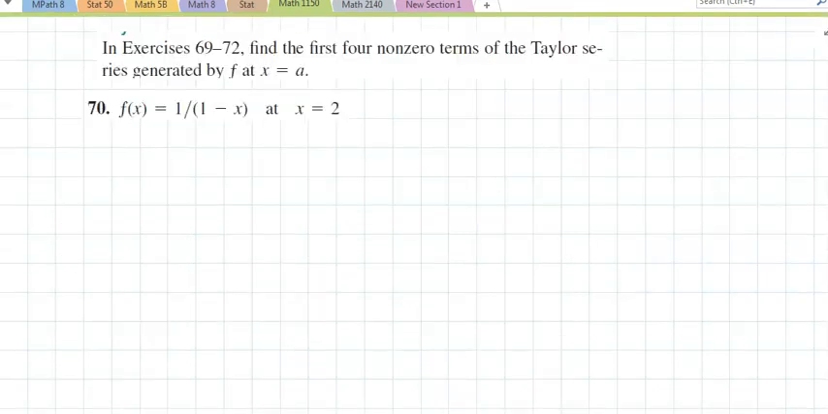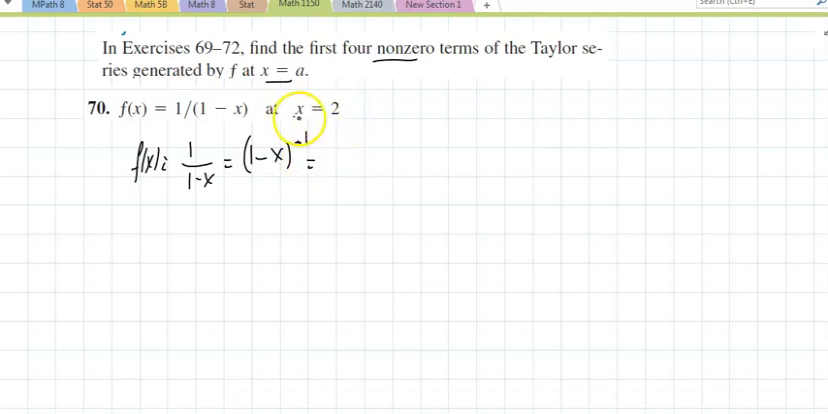The next set of problems says, find the first 4 non-zero terms centered at a. Remember, we did something like that. If I take f of x, which is 1 over 1 minus x. By the way, this is going to be a homework on the previous set of problems. Just pay attention to that. You could write it as 1 minus x to the negative 1. You're going to say that is centered at 2.